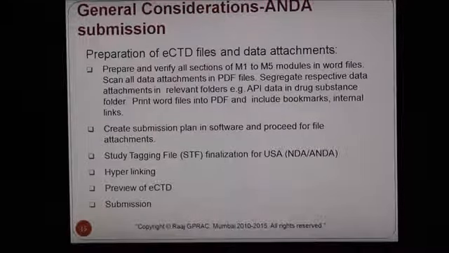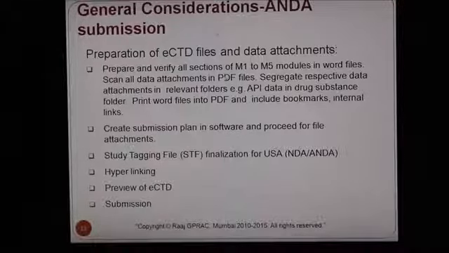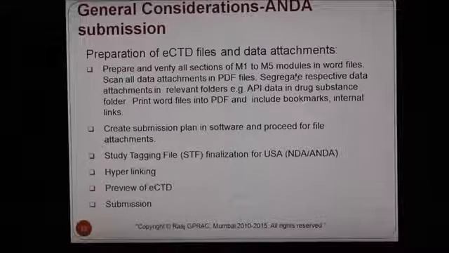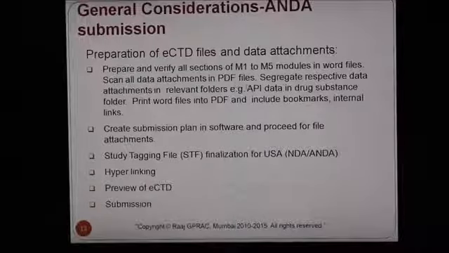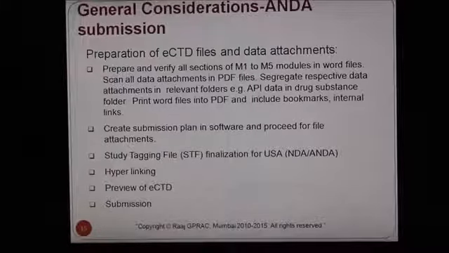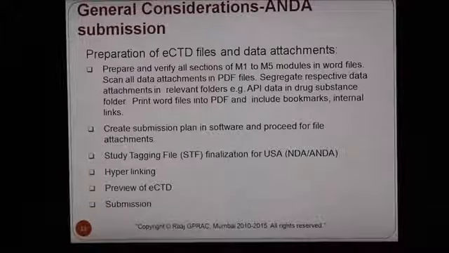So there are some general considerations about ANDA submission while preparing eCTD files and data attachments. First, you prepare and verify all sections of Module 1 to Module 5 in Word files. Scan all data attachments in PDF files. Segregate respective data attachments in relevant folders. For example, API data of drug substance goes under S part, while drug product data goes under P part under the CMC section. Accordingly, print the Word files into PDF and include bookmarks, internal links, hyperlinks or intralinks.